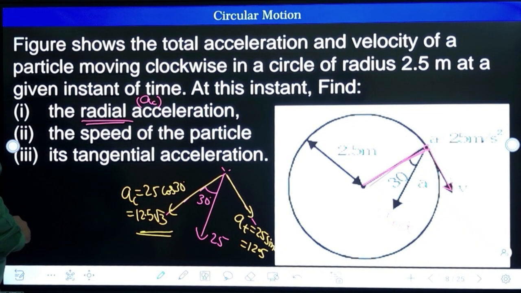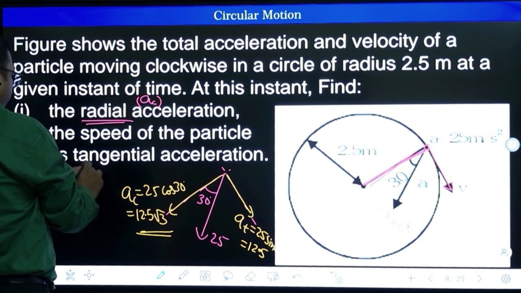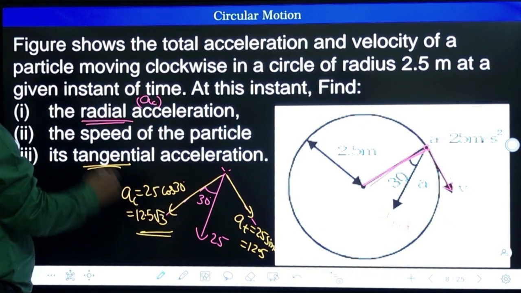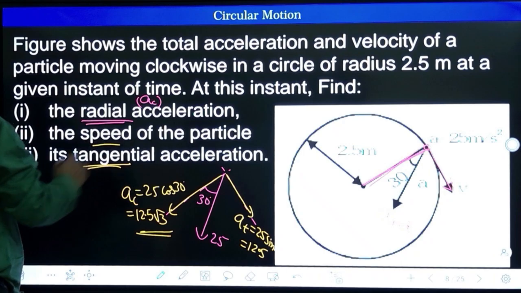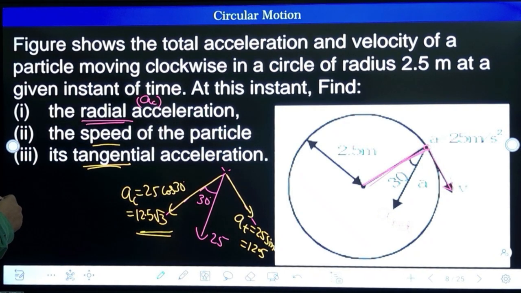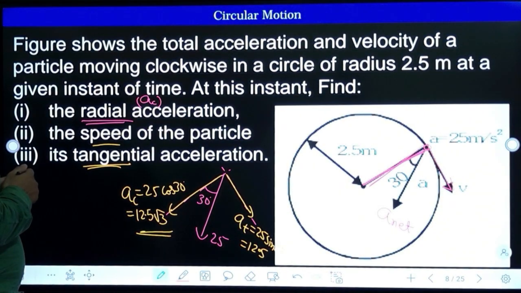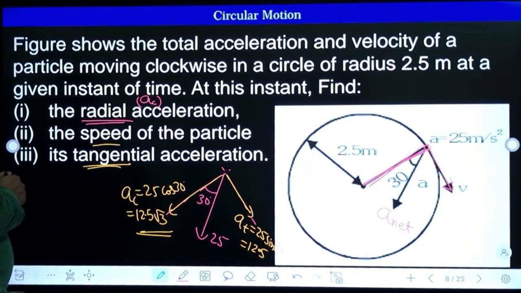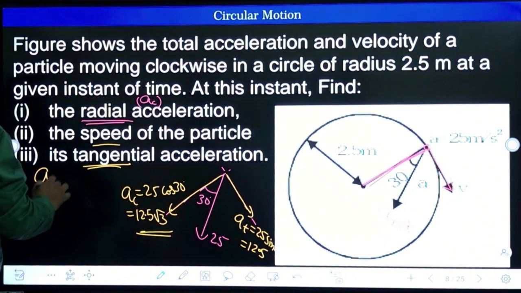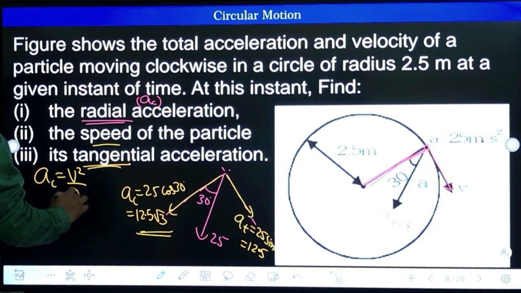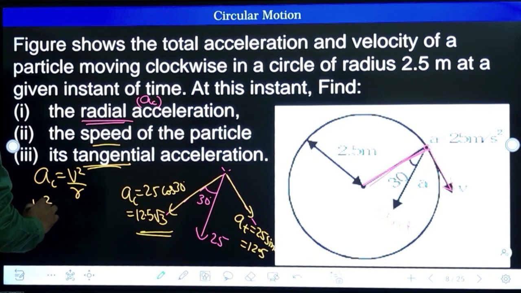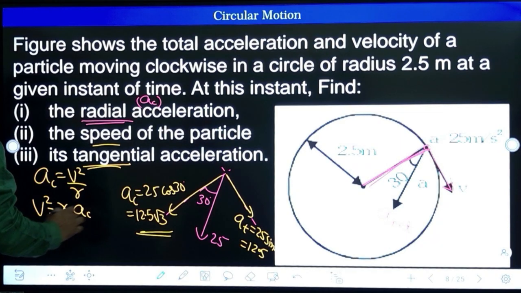Speed of the particle. So tangential is the third part. Tangential we calculated, centripetal we calculated. Then speed of the particle we also have to calculate. What is the speed? Centripetal formula you apply, right? Centripetal is v square by radius, so v square becomes r into centripetal.